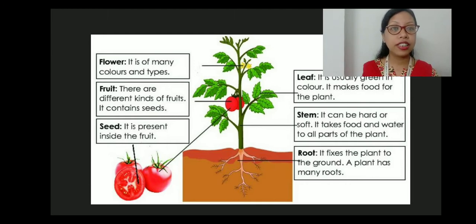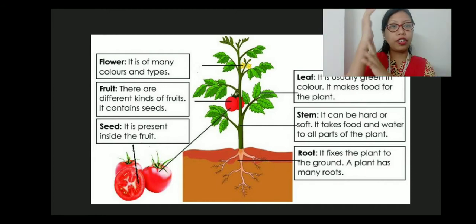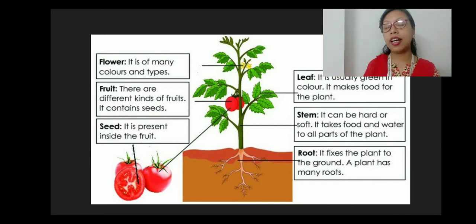Then we have the stem. Stem can be hard or soft. There can be hard stems also, and you can find some very soft stems in some plants. And what does the stem do? The stem takes food and water to all the parts of the plant. The way our nerves carry our blood to all the body parts, the same way the stem carries all the food and water to the plant.